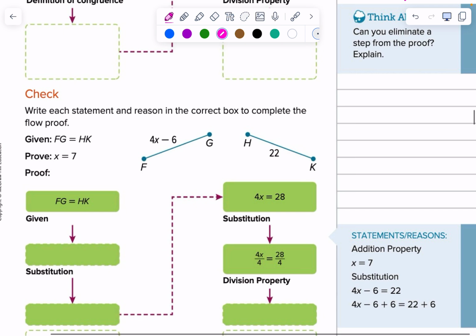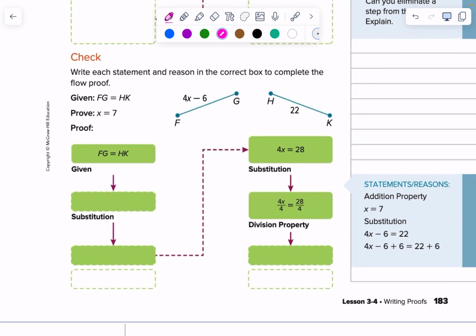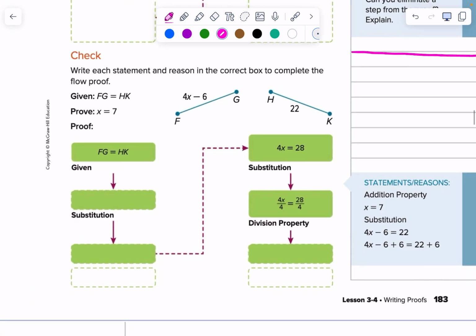No. Let's do the check. Oh, okay, let's do the check. Our table. All right, here we go. Let's do this one. All right, 2-column proof style. We're not going to do flow proof.